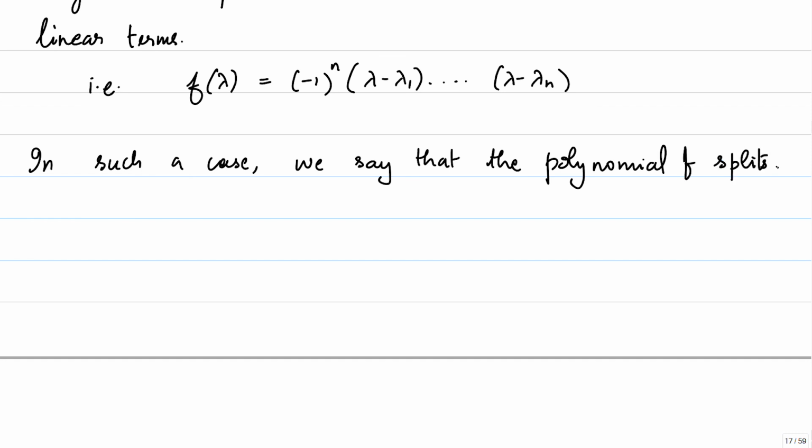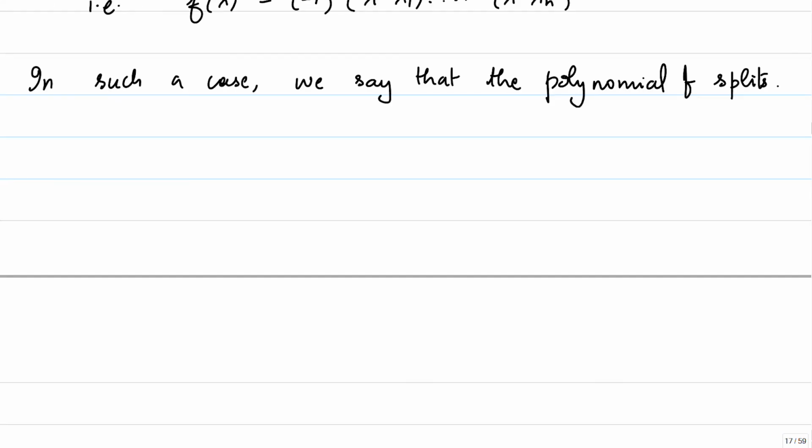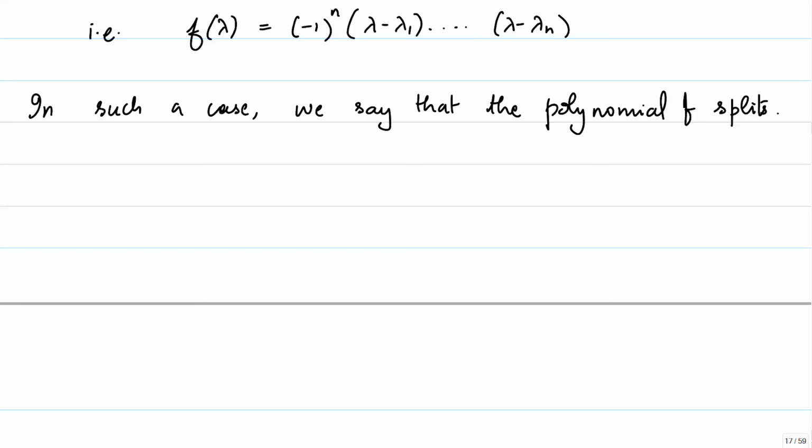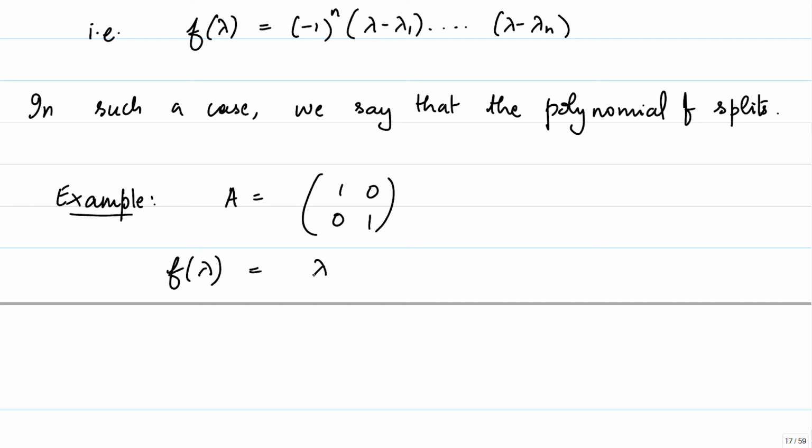So let's look at a couple of examples, where it does split and where it doesn't split. Let's look at the simplest examples. For example, let A be equal to the matrix 1 0 0 1. What is going to be f of lambda? F of lambda is the determinant of lambda times the identity minus A, which is lambda minus 1 the whole square, which is lambda minus 1 into lambda minus 1. In this case, it does split.